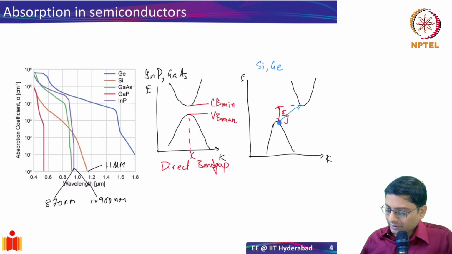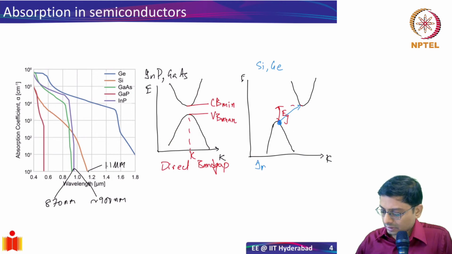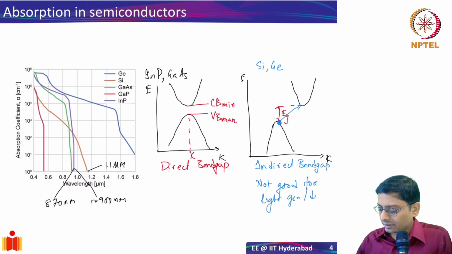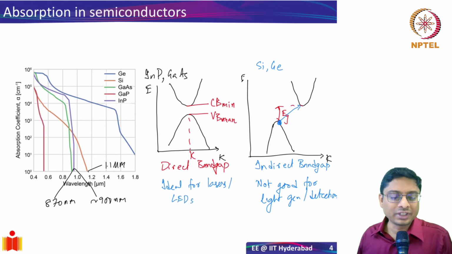Therefore, indirect band gap materials are not really that good for light generation or detection. They are not very ideal for this. Whereas direct band gap materials are perfect for this, ideal for lasers or LEDs and so on. These are direct band gap materials, so they are very efficient in producing light.